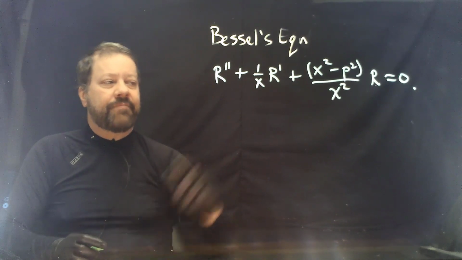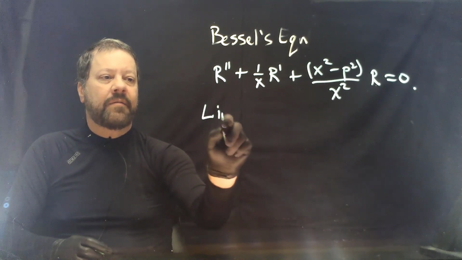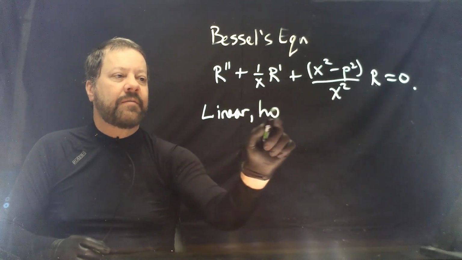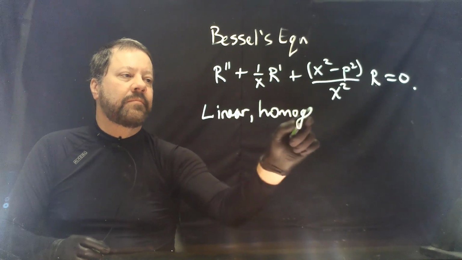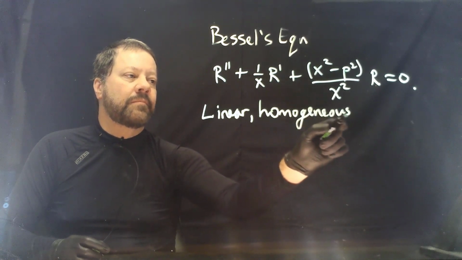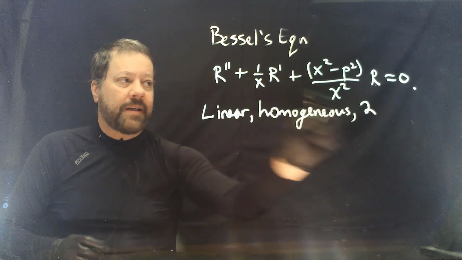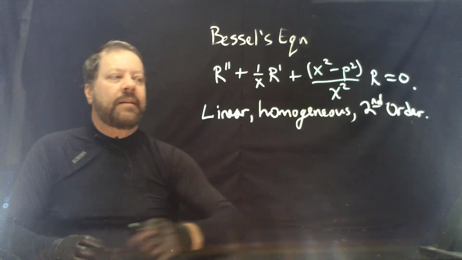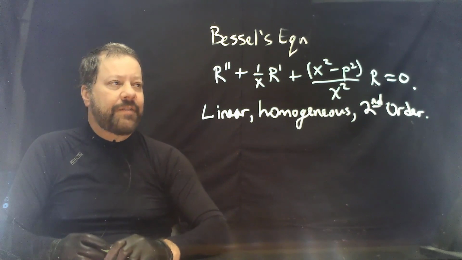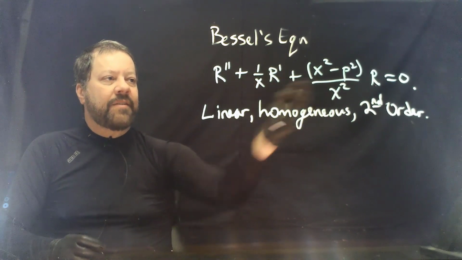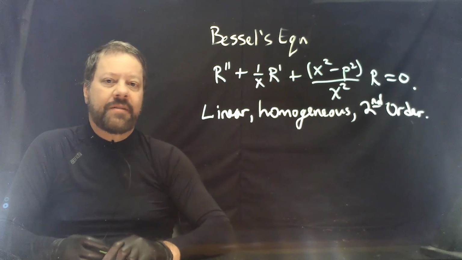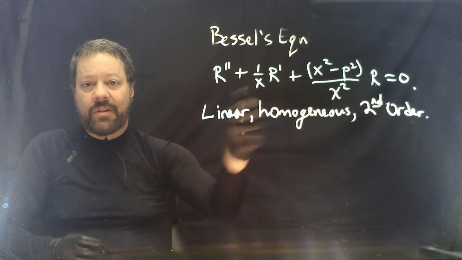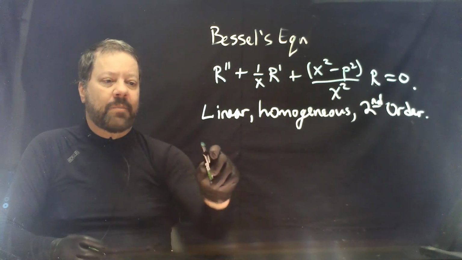Bessel's equation is linear, it is homogeneous, it's second order, but it is not constant coefficient. We have these variables, these functions, instead. In fact, you can see that at x equals 0, we have what is called a singular point.